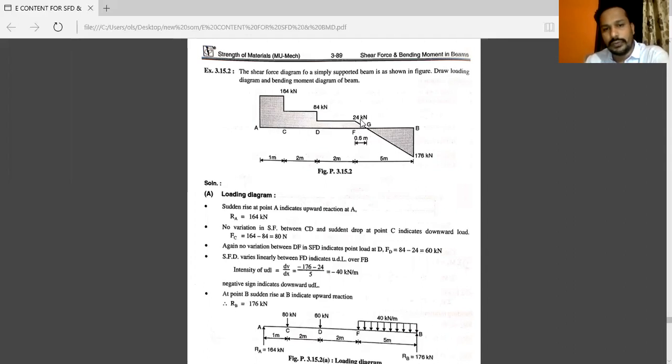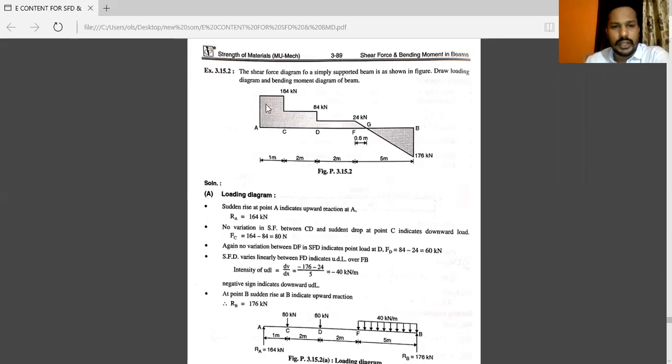From F to B, you can see an inclined line is there. So a uniformly distributed load is in between F to B. At point G, the distance is 0.6 meter. At point B, the values are 176 and 0. See how you can convert the given SFD into a loading diagram.